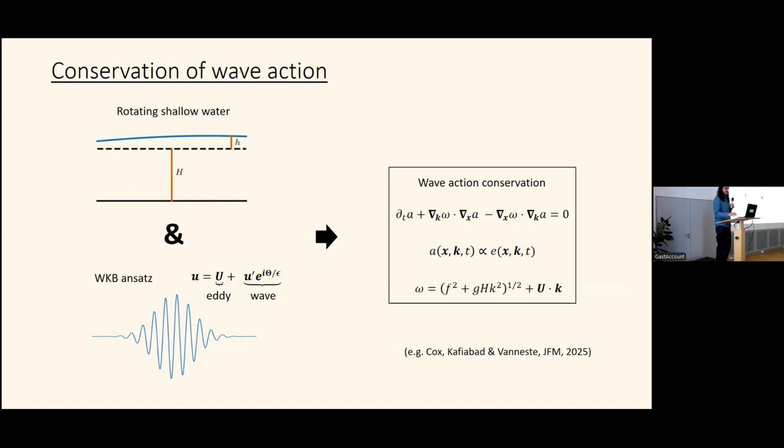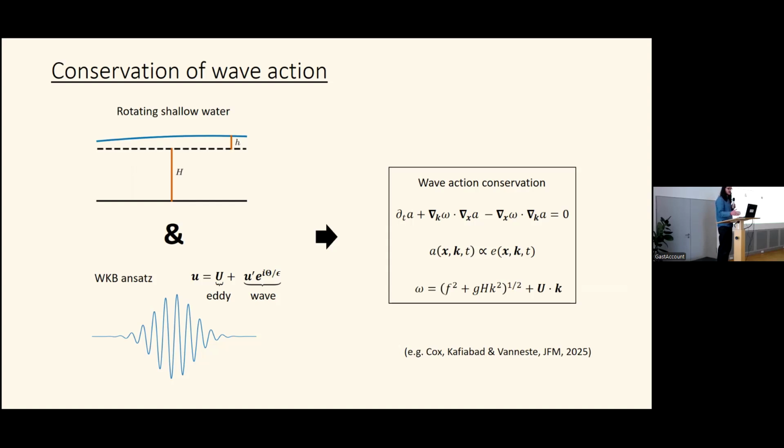And yeah, it's not so much interesting algebra, but if you want to look at a wave action conservation derivation, you can look into this reference here. And yeah, the other thing to point out here is that the total frequency of the waves now is the intrinsic frequency, so the frequency for the linear system, and then you have the U dot K, which is Doppler shift. So the frequency is being changed by the eddy in the background, and that's how the scattering interaction comes into our system.